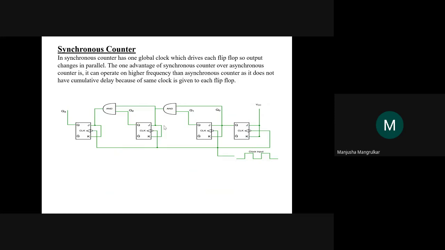In asynchronous mode, our clock pulse is not a global clock, it is not a universal clock. Only the first flip flop is given a clock, and the rest of the flip flops take the output of the previous flip flop, right? In synchronous mode, we give a global clock, a universal clock, to all the flip flops, so the output will be in parallel mode, right? This is used for very high frequency.